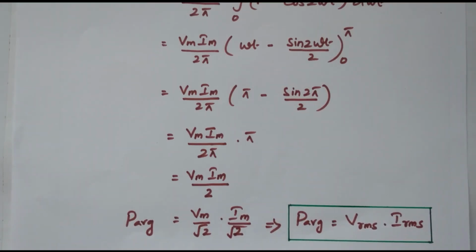So in this video we analyzed, when the AC current is flowing through the resistor, what is the behavior of current and voltage. From the equation we analyzed that both current and voltage are in phase with each other. And we also got the expression for instantaneous power and average power. Thank you.